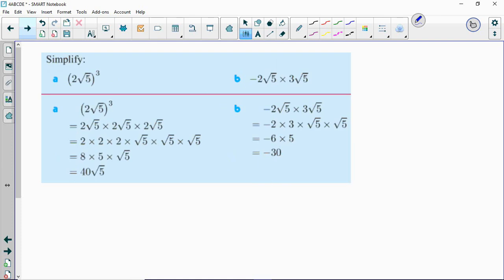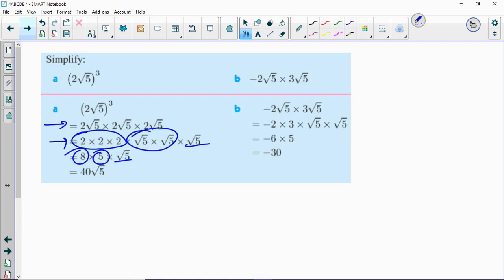Some other quick ones here. We've got the 2 times the square root of 5 all cubed. Okay, so when we do that, we can write it out 3 times. And then whatever, the book has them rearranged here. That's cool. We know that 2 times 2 times 2 is 8. I know that these two together make 5. And then the last one's just left over. And 8 times 5 is 40.